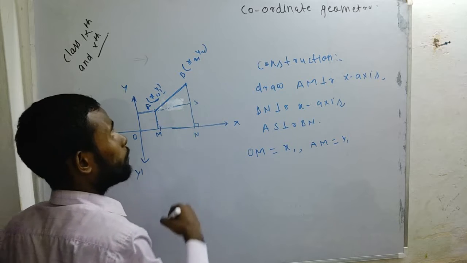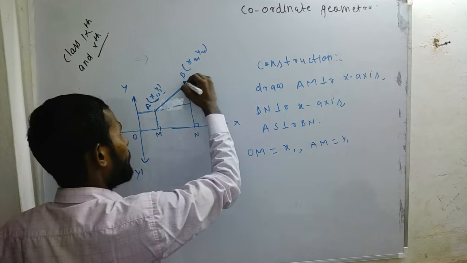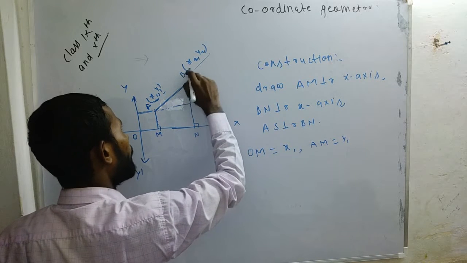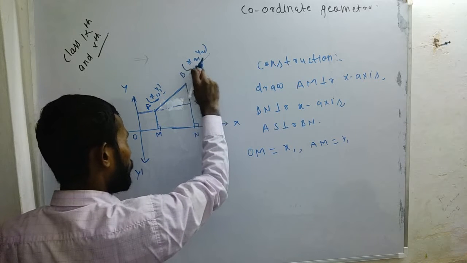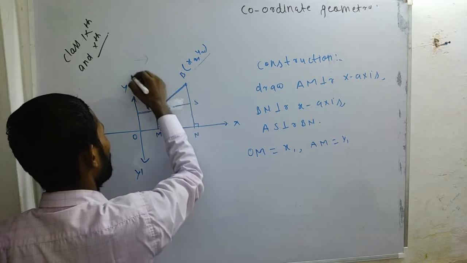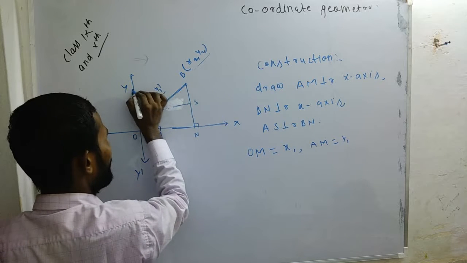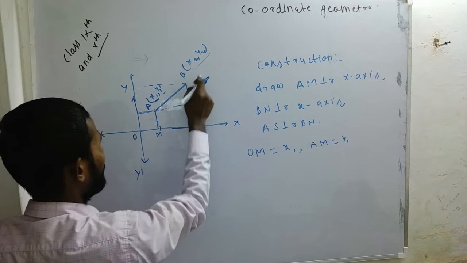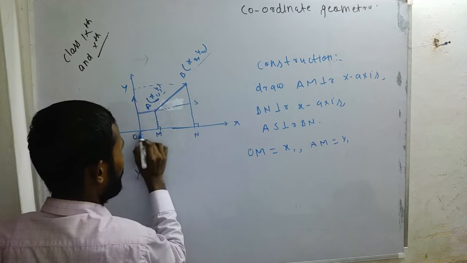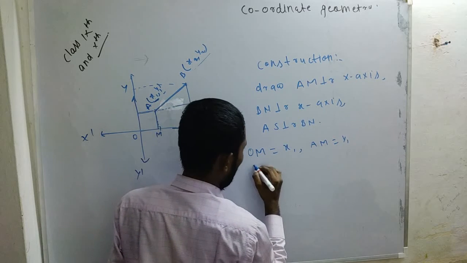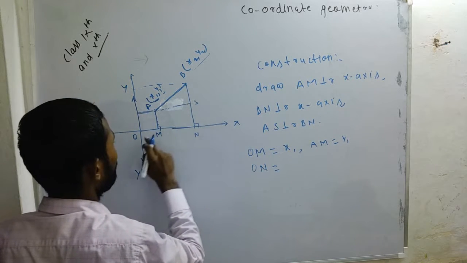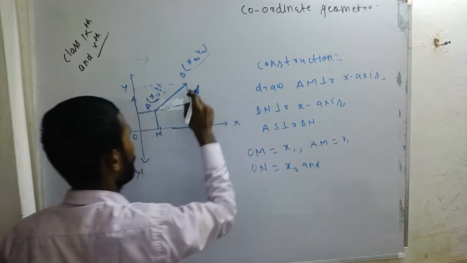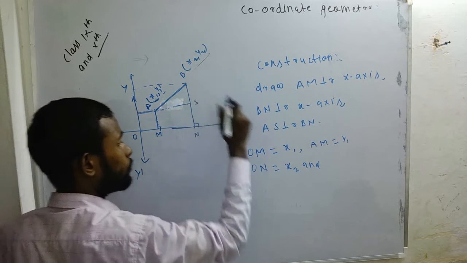Now we consider the coordinates of B. What is the meaning of the x coordinate of point B? That means x2, the perpendicular distance of B to the y-axis, which is equal to x2. That means this length is equal to ON. ON is equal to x2 and BN is equal to y2.